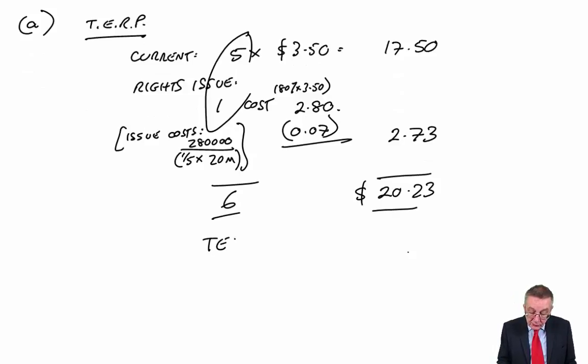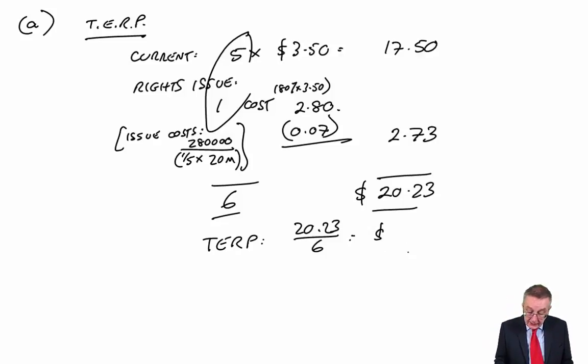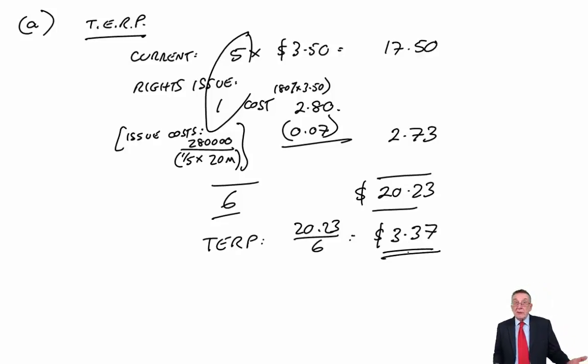giving an ex-rights price of 20.23 for 6 shares, an ex-rights price of $3.37. That's a bit of rounding there. I'm doing it to the nearest cent. But appreciate what that figure is. That's what the new share price should be per share, ignoring whatever they may be doing with the money that's been raised.